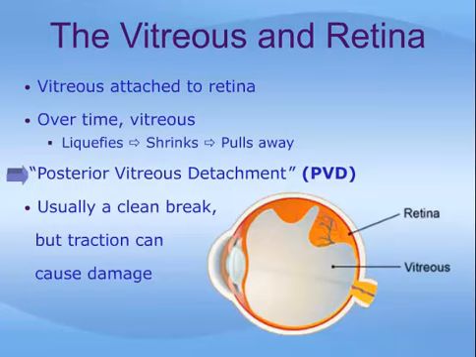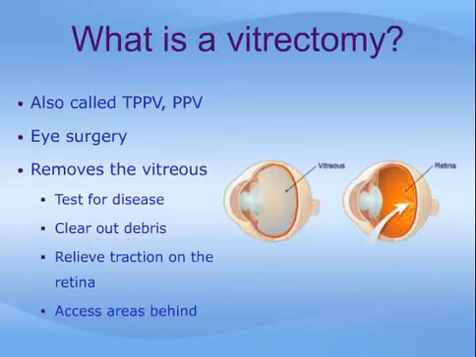Other times, however, part of the vitreous remains attached, and its traction or pulling force on the retina can cause damage. A vitrectomy, also called trans-pars plana vitrectomy, or TPPV, or pars plana vitrectomy, or PPV, is an eye surgery that removes the vitreous in order to test it for disease, clear it of debris, relieve its traction on the retina, or access areas behind it.